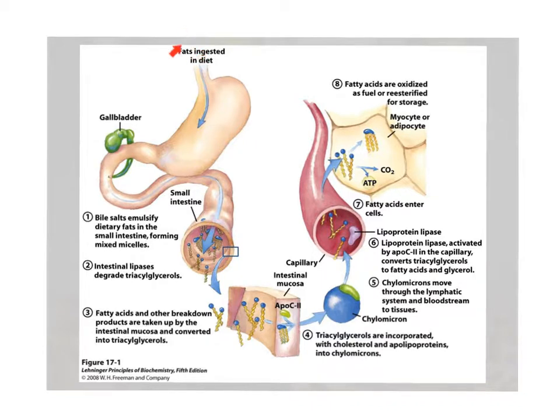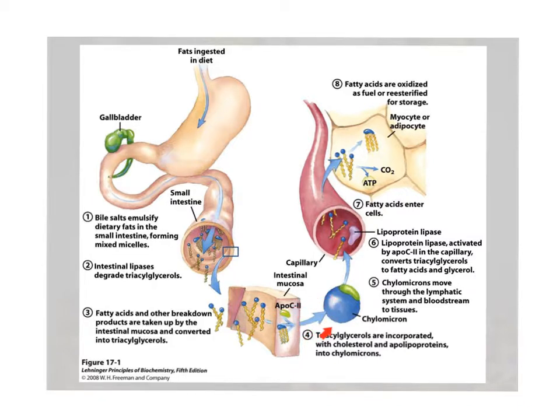What happens here, you have a fat that you've ingested in your diet. You can do some hydrolysis of it, but it's not going to be absorbed prior to entering the intestines. The gallbladder is what releases the bile salts. The bile salts are used to emulsify these dietary fats. And then the lipases in particular of the small intestine help degrade them down into the individual fatty acids.